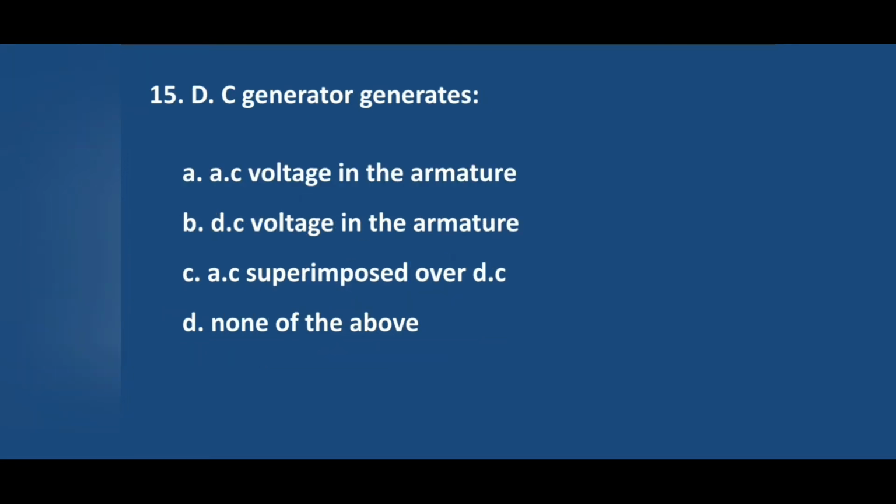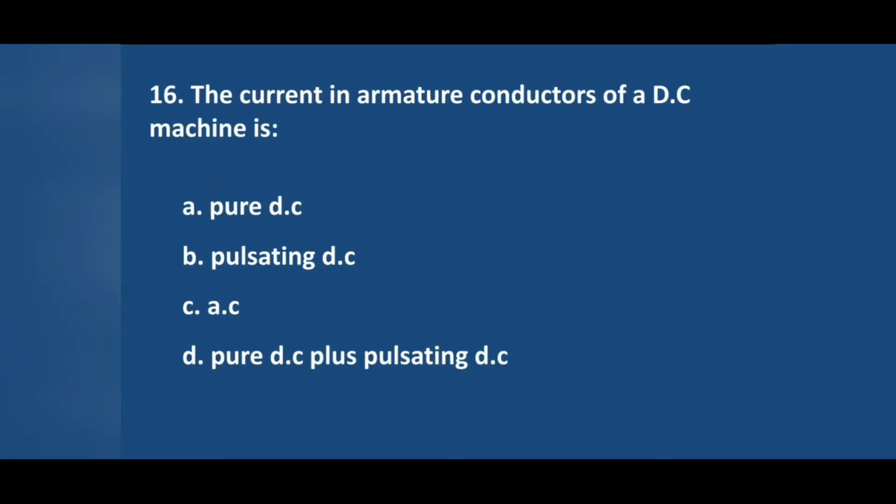Question number 15. DC generator generates. Answer is option A, AC voltage in the armature. Question number 16. The current in armature conductors of a DC machine is. Answer is option C, AC.